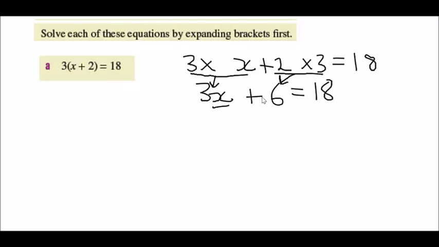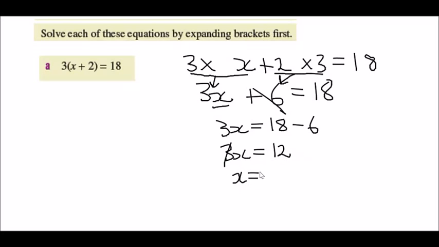We've got x on its own. So the first thing we've got to do is move this 6 from this side over to this side. So we're left with 3x equals 18 minus 6. So 3x equals 12. Then we're going to move the 3 from this side to that side. It's multiplying on that side, so it's got to divide on this side. So we're left with x equals 12 divided by 3. So x equals 4. There we go.